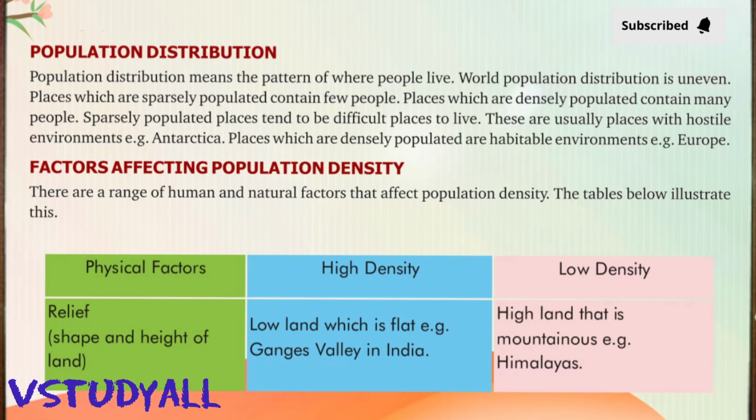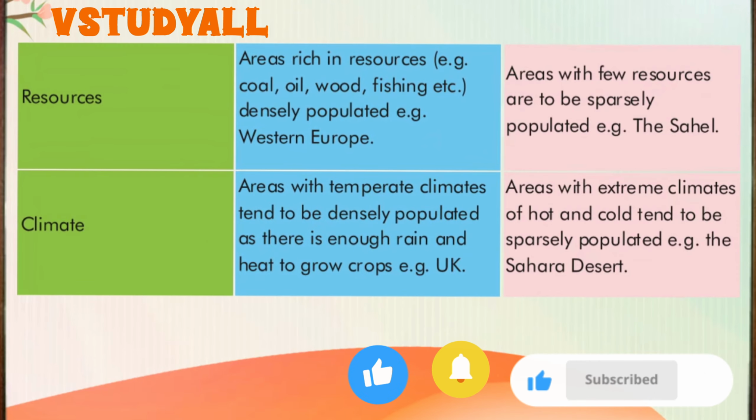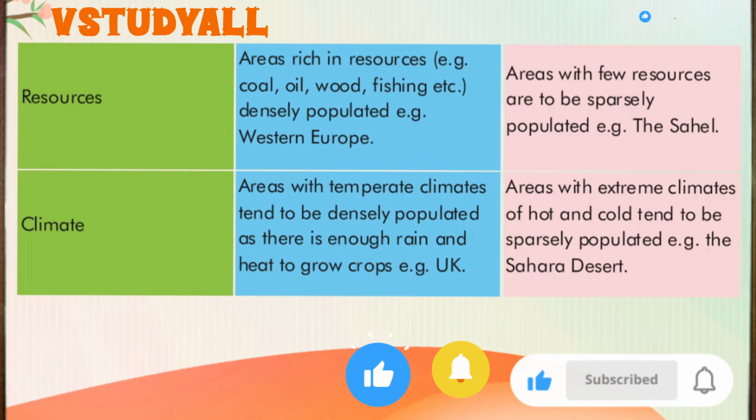Factors affecting the population density. Let's start reading these factors one by one. Physical factors. Relief, the shape and height of land. High density: low land which is flat. Example, the Ganges Valley of India. Low density: highland that is mountainous. Resources: areas rich in resources, for example coal, oil, wood, fishing, etc., are densely populated. Example, Western Europe. Areas with few resources tend to be sparsely populated.